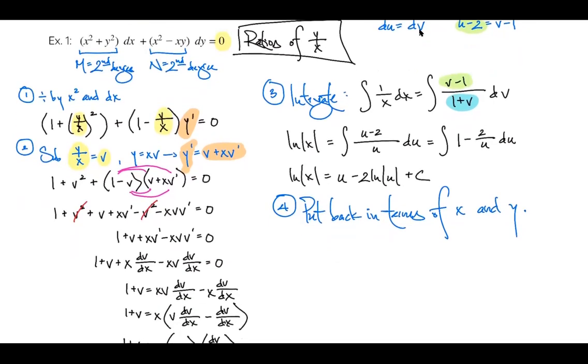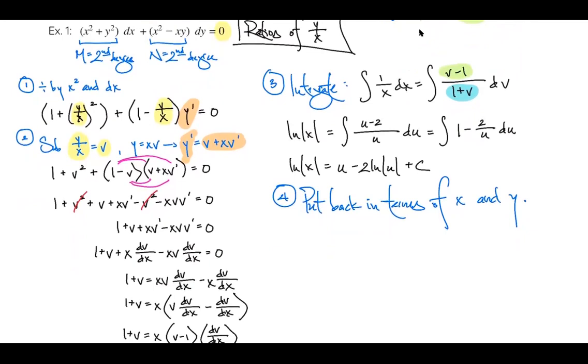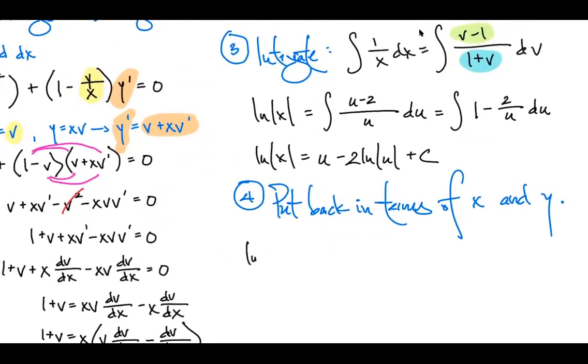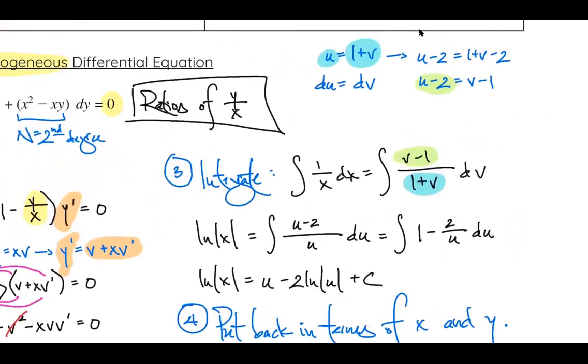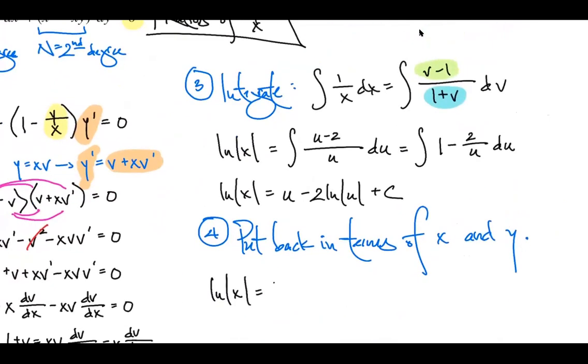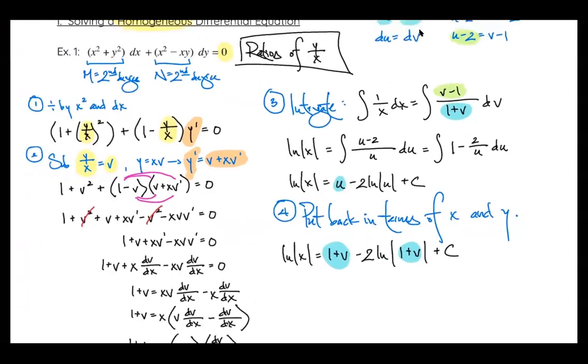So let's do our substitutions, finish up this problem. The natural log of X, that can stay, because that already has an X. The U, now, everywhere I see the u, I'm going to put 1 plus v. All right, so 1 plus v, that was my u, minus 2 natural log of 1 plus v. And again, that was my u, plus c. All right, so we've got everything in terms of v.